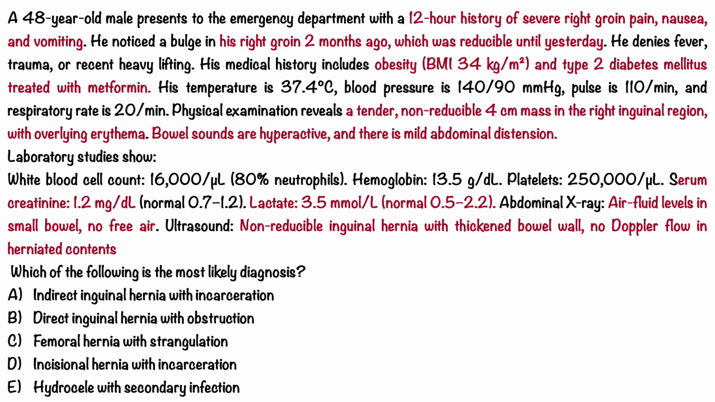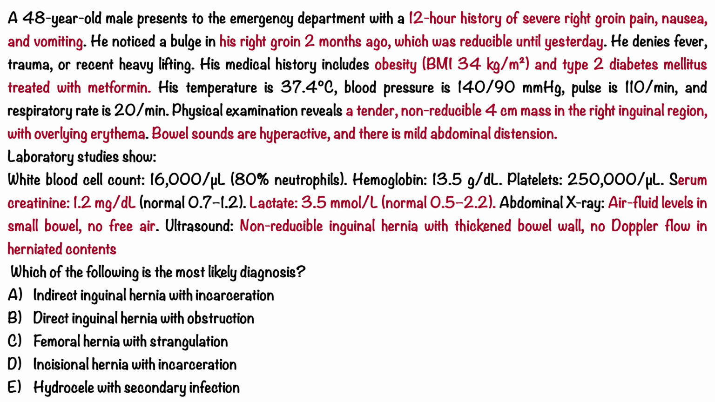And the ultrasound shows a non-reducible inguinal hernia with thickened bowel wall, and there is no Doppler flow in the herniated contents. You have to remember this. There is no Doppler flow in herniated contents. So which of the following is the most likely diagnosis? Indirect inguinal hernia with incarceration, direct inguinal hernia with obstruction, femoral hernia with strangulation, incisional hernia with incarceration, hydrocele with secondary infection. So this is a very narrow spectrum of alternatives that we have.